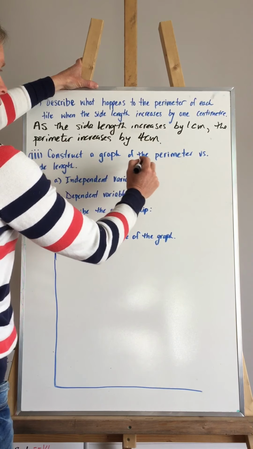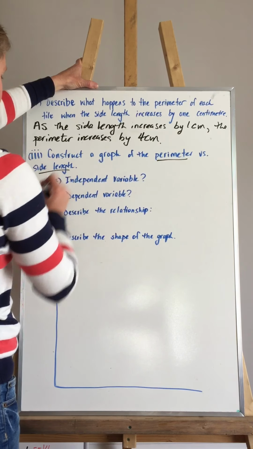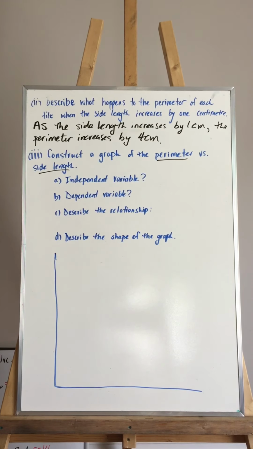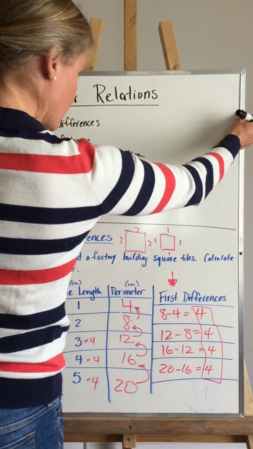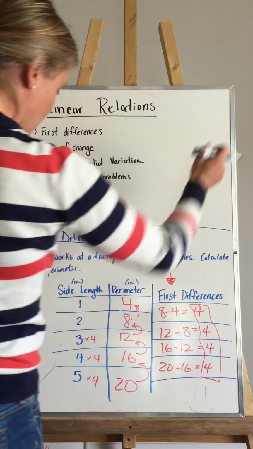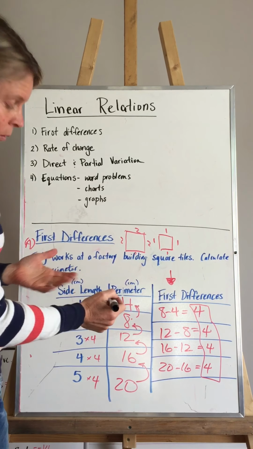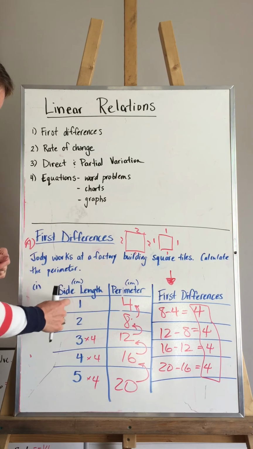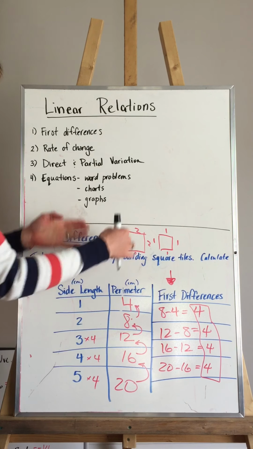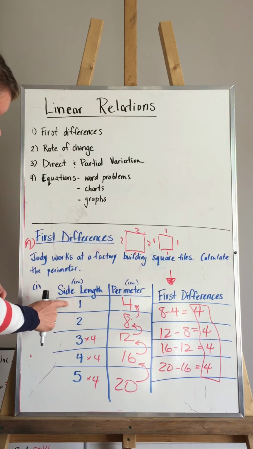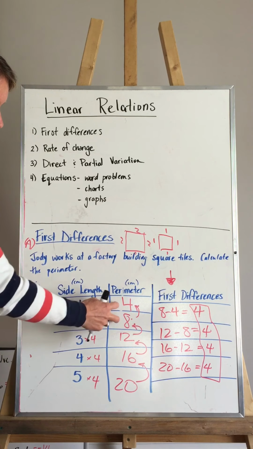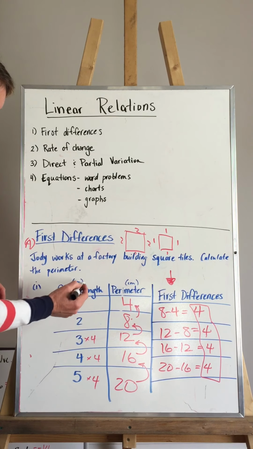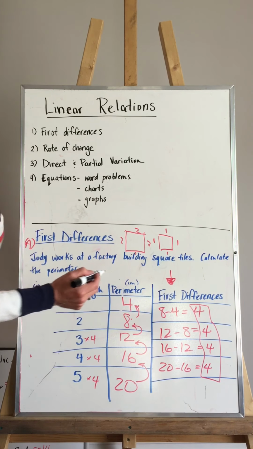Next is to construct a graph of perimeter versus side length. It asks you, what's the independent variable? This goes back to some graphing we've gone over. We've got 2 variables. One variable is the side length of the tiles, and the other is the perimeter. So you ask yourself, what's dependent on the other? Well, the side length is the one that they're in control of at this factory. They're adjusting the side length, and the perimeter is going to be affected by whatever side length they choose. So this would make this one the independent, and this is the dependent.